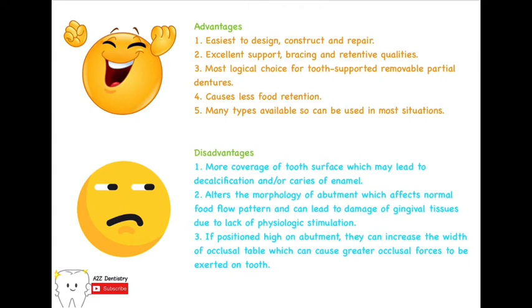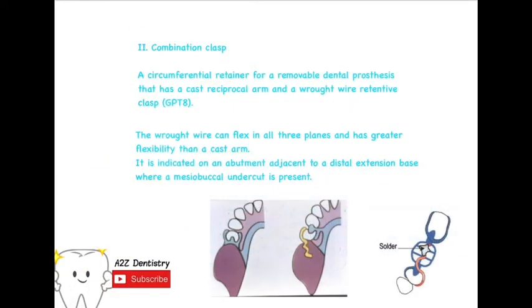Okay, so these are the basic disadvantages. So we are done with the Akers clasp. Now moving towards another type of circumferential clasp, which is our combination clasp. A combination clasp basically consists of two components, right? The name itself indicates it: combination means what? It is a combination of two things, right?